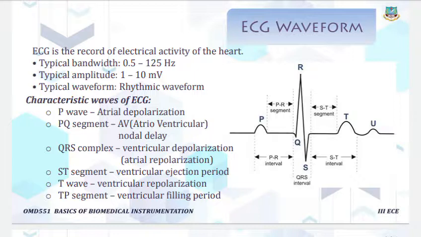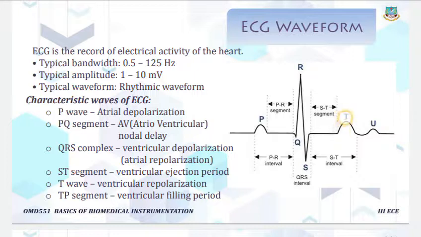This atrioventricular node is located in the lower part of the wall between the two atria. The AV node delays the spread of excitation. It acts as the delay line. So the PQ segment is the atrioventricular nodal delay. From the name itself, it is the delay line.